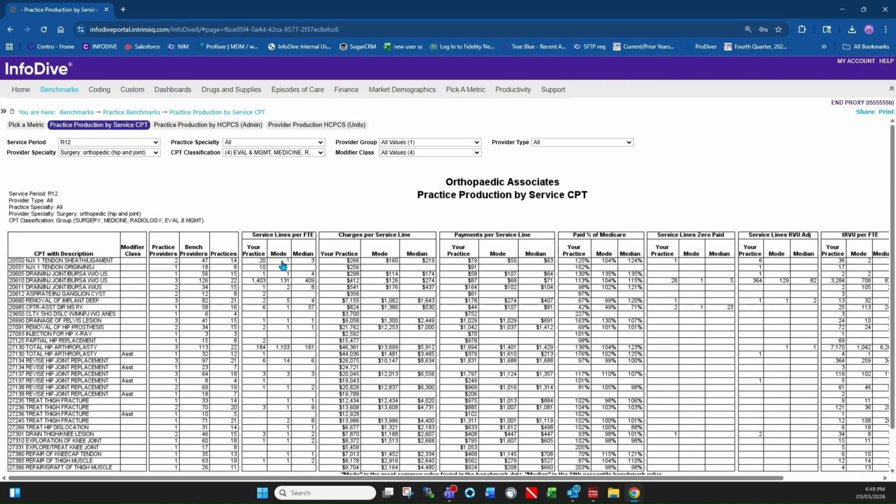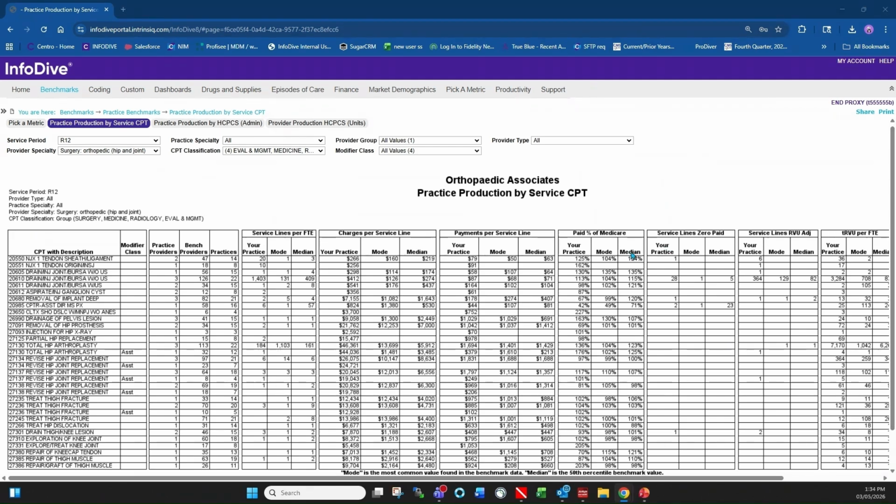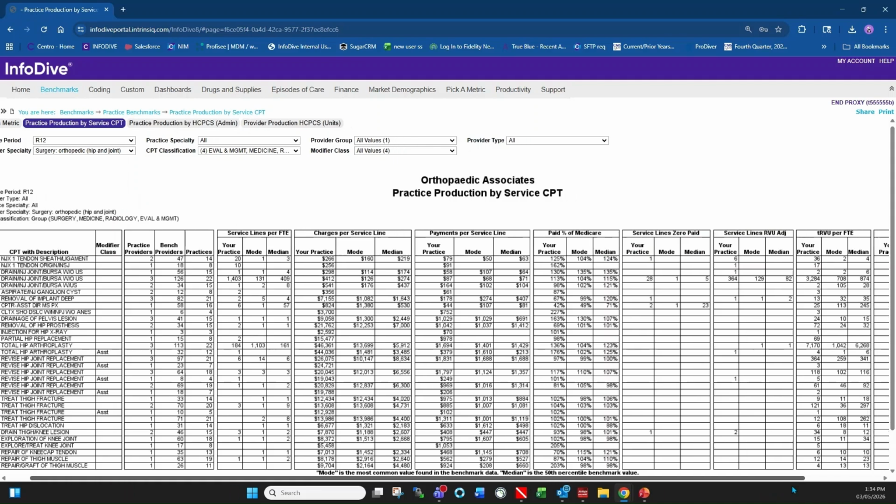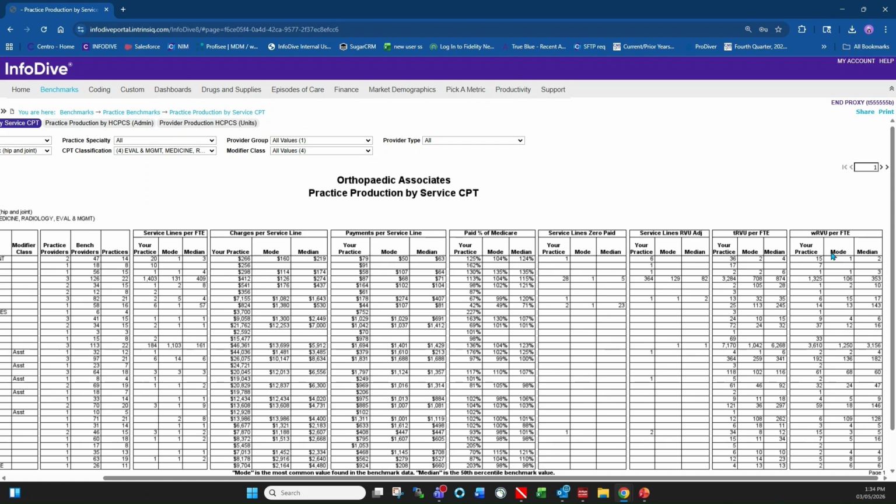Mode number is 1, the median is 3, so it's giving you the low versus the high number of those service lines. And then it even breaks down charges per service line, payments per service line, your paid percent of Medicare. Service line 0 paid, you have your practice, the mode and the median on both the service line 0 paid, the RVU adjustment, total RVU per FTE, and then finally your work RVU per FTE.